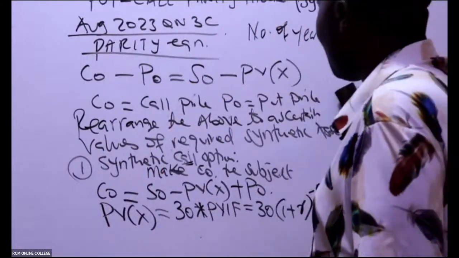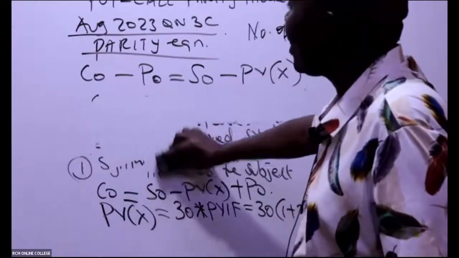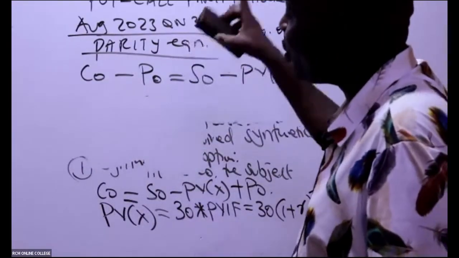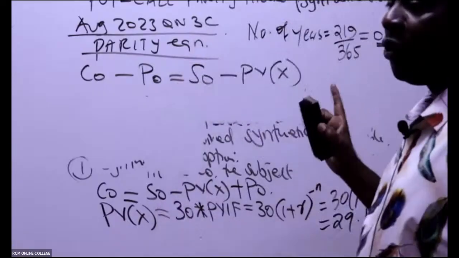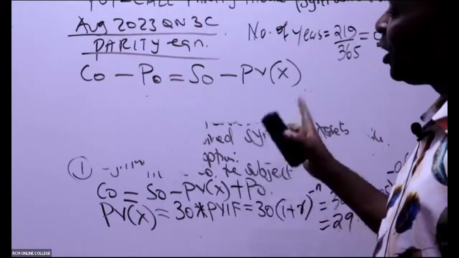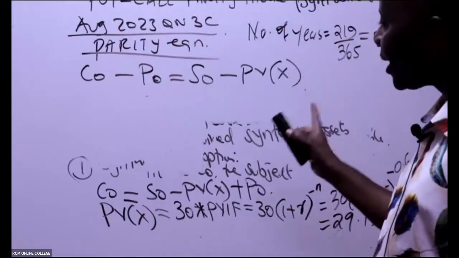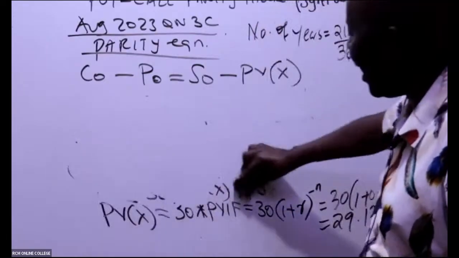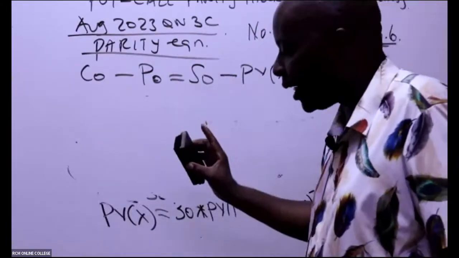So then let's get back here, ladies and gentlemen. This is what we call the parity equation. This equation, you must cram it. It is C0 minus P0 equals S0 minus the present value of the exercise price. You must cram that. And then now we go to the requirement.